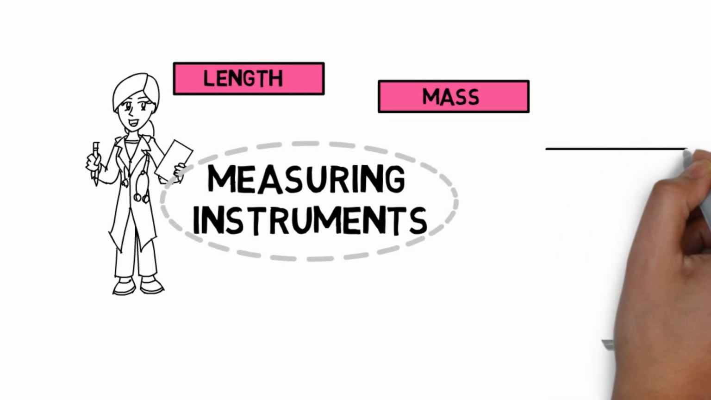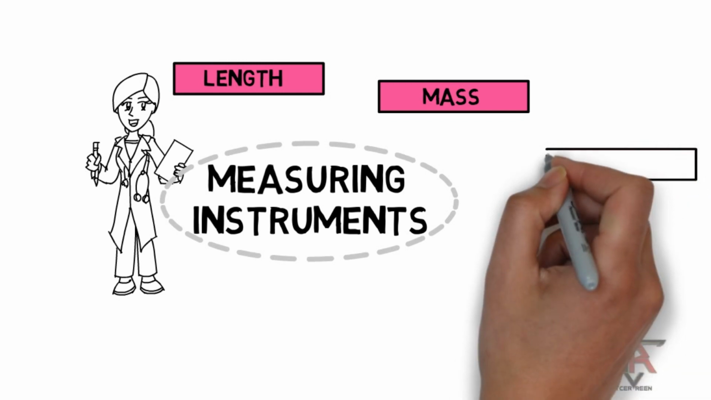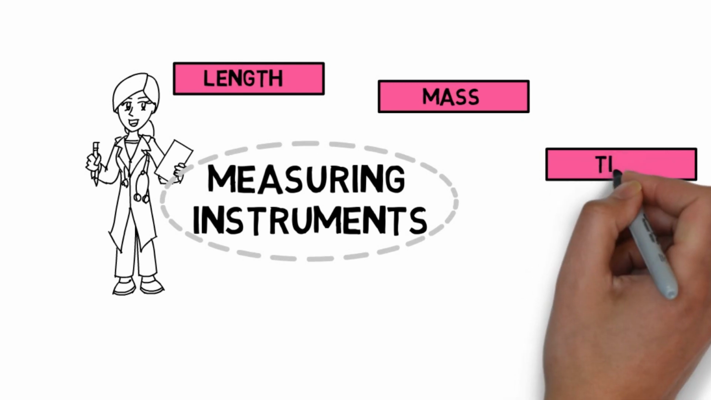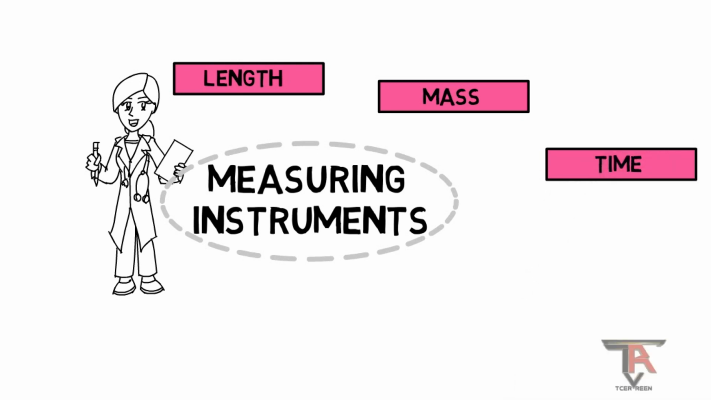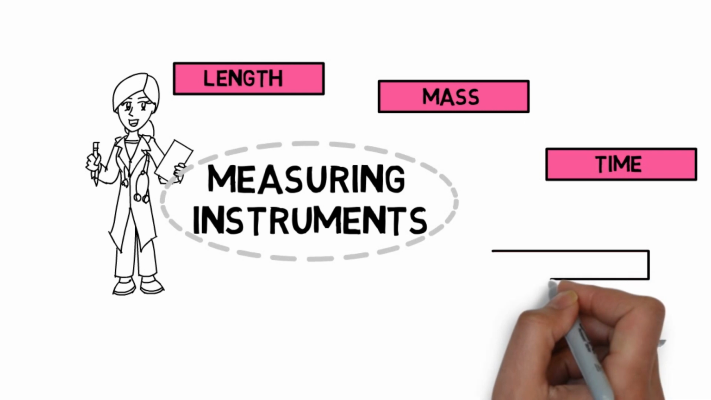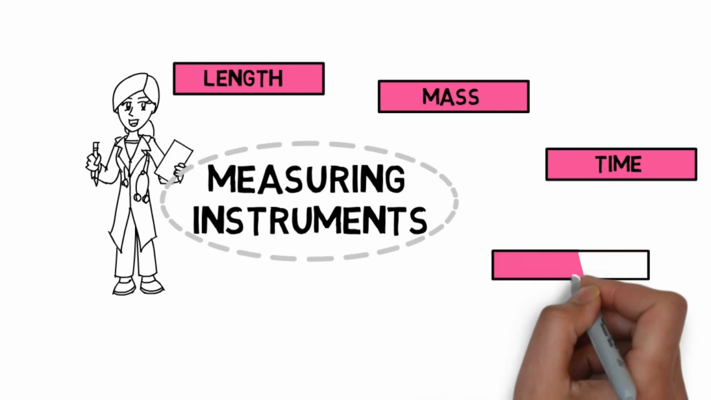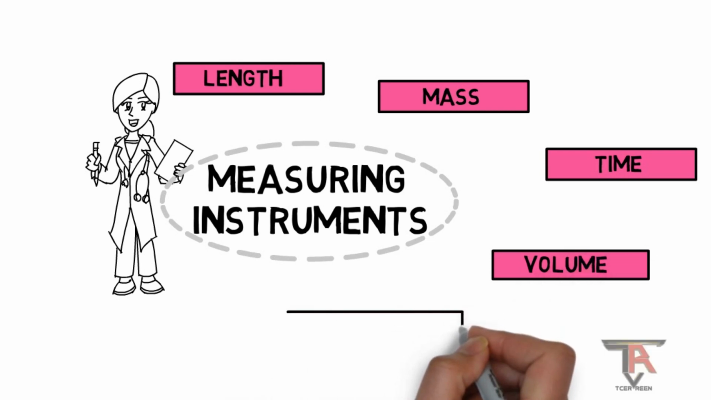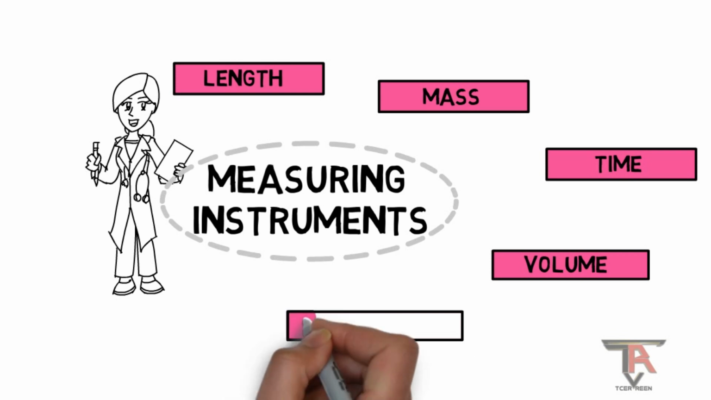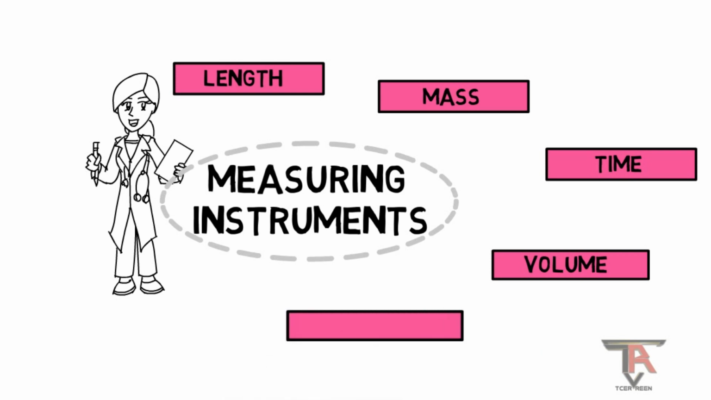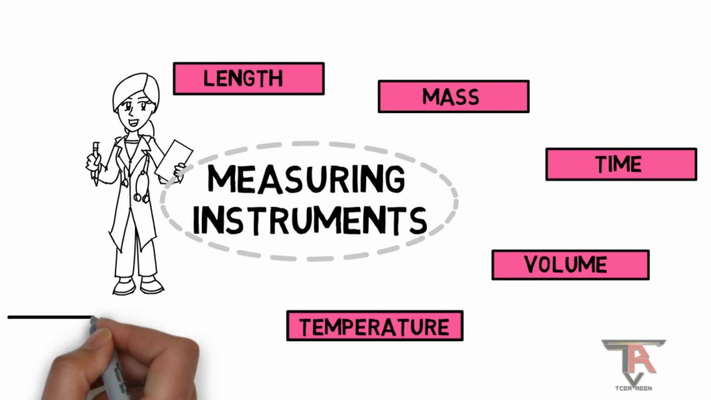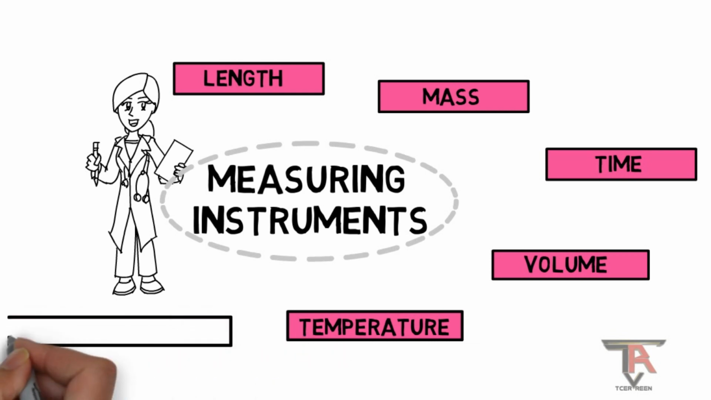The first one is length, mass, time, volume, temperature, and the last one is electric current.